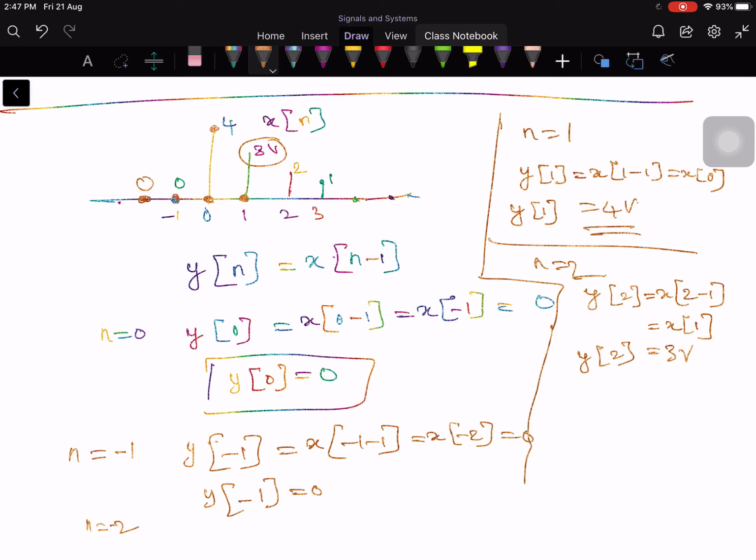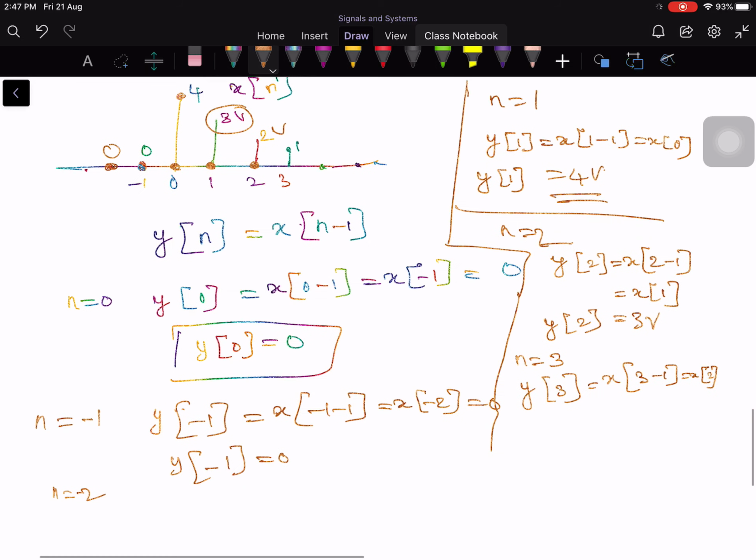Now you put n equal to 3, then y of 3 is equal to x of 3 minus 1, that is x of 2. What is x of 2? At x of 2, the voltage is 2 volts. Therefore it is 2 volts. y of 3 equal to 2 volts.